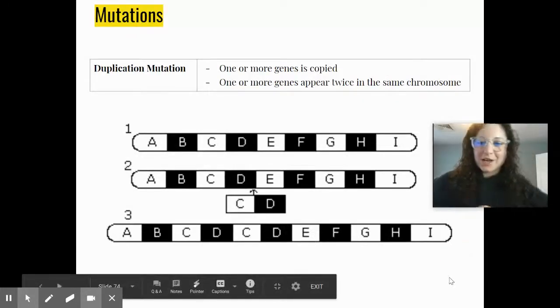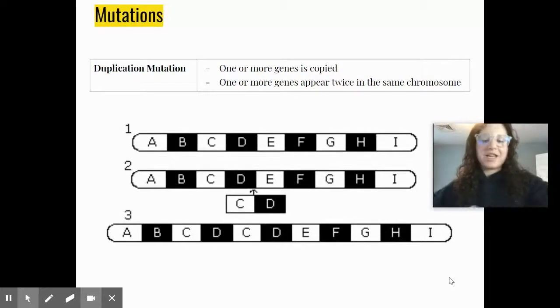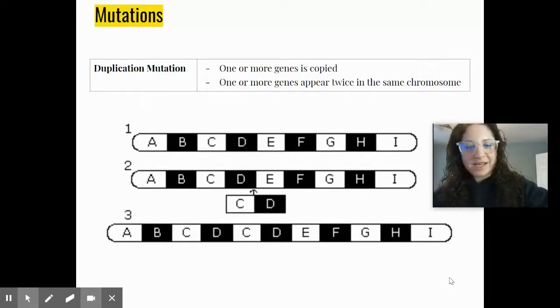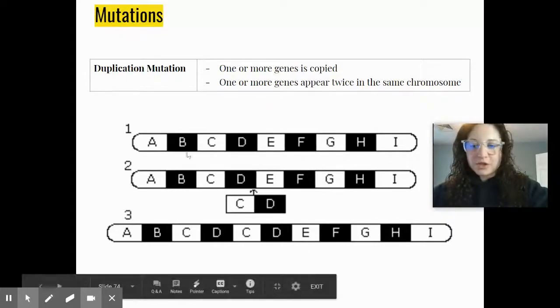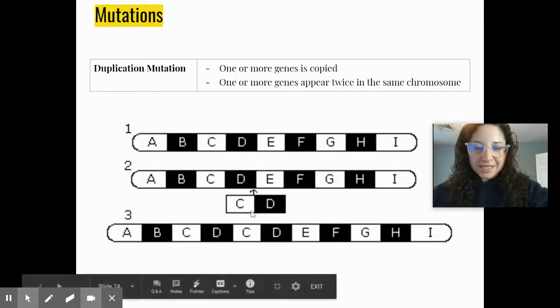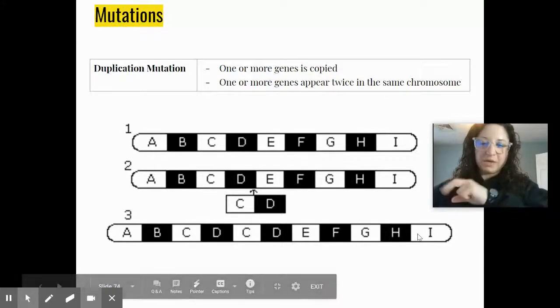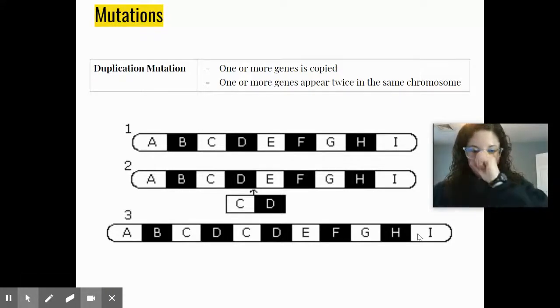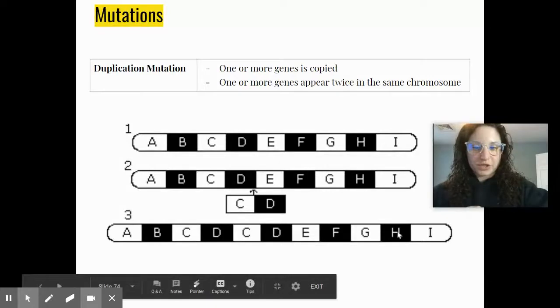Duplication, this is actually a really cool one. So duplication, we are duplicating a couple genes and inserting them into our chromosome. So our chromosome should look like this, where we have genes A, B, C, D, E, F, G, H, I. We're gonna duplicate the genes C and D. So now on our ending chromosome, we're gonna have two copies of genes C, and two copies of genes D. So the chromosome is going to read A, B, C, D, C, D, E, F, G, H, I.